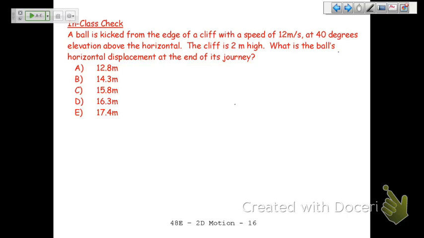I mean, ball is kicked from the edge of a cliff with a speed of 12 meters per second. So now we have a cliff. So this is 12 meters per second, and this is 40 degrees elevation above the horizontal. Cliff is 2 meters high. Horizontal displacement. So again, it's a range thing. Just use different language for it. Should be the same problem, but it's not the same. I'll go through this. I want to go through this.